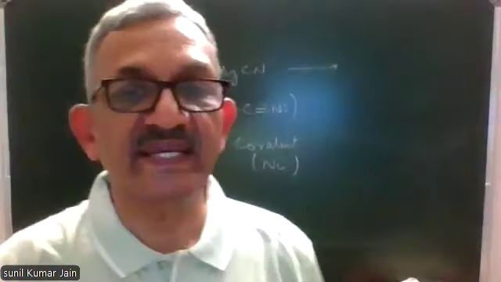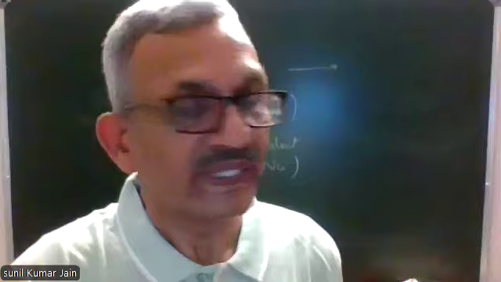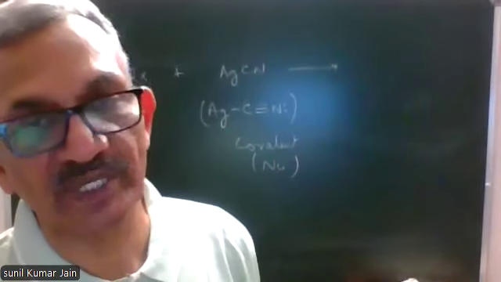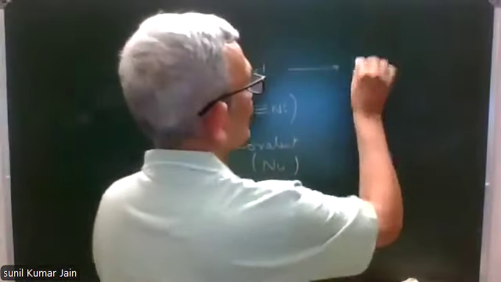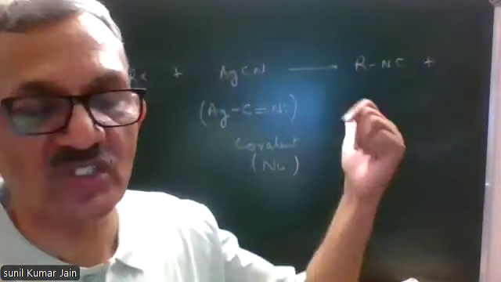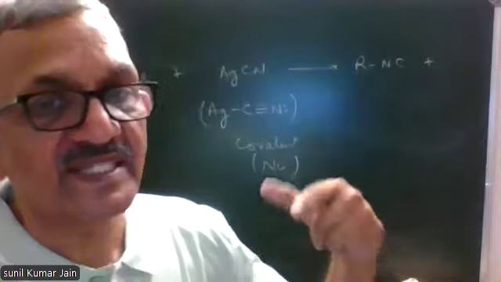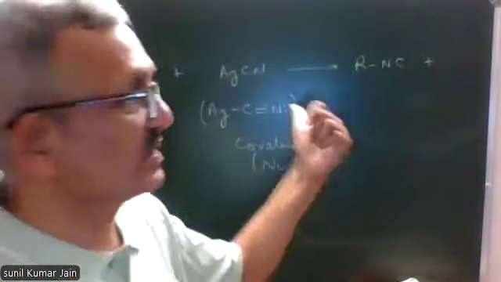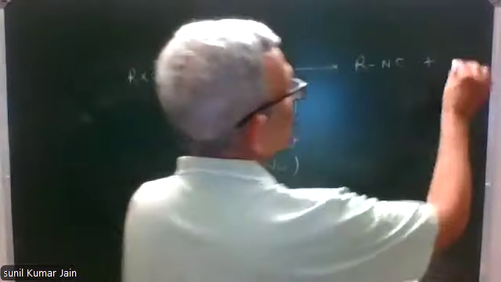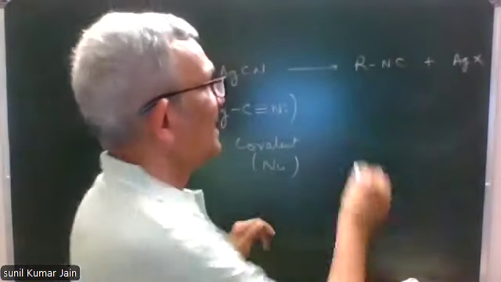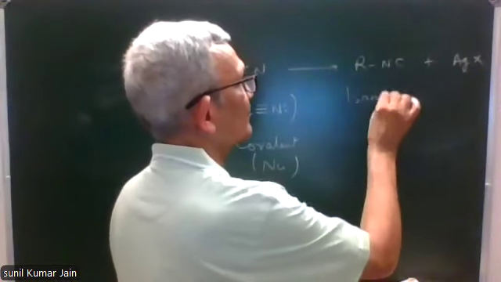Silver cyanide is a covalent compound. It does not ionize. Lone pair is present at nitrogen only. Therefore, attack has to take place through nitrogen. After bond formation from this neutral nucleophile, silver is lost as Ag plus ion. That Ag plus combines with silver X minus to form AgX. The product obtained in this case is isonitrile.